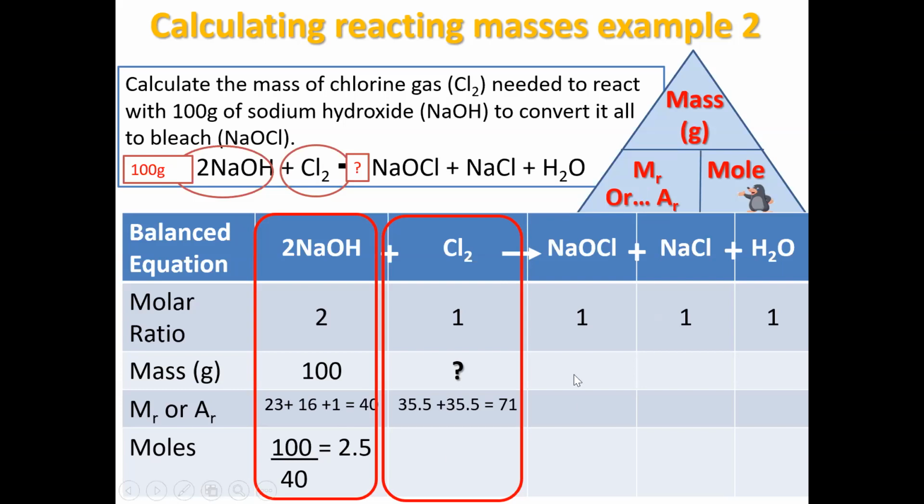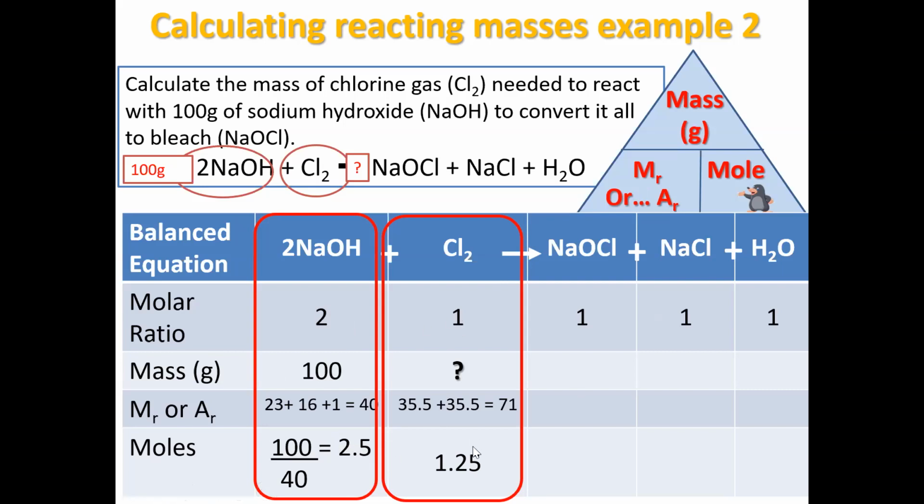Now, as you can see, you've got a 2-to-1 molar ratio here. So if you've got 2.5 moles, then you're going to have half the number of moles here. So that's why that's 1.25, because 1.25 to 2.5 is a ratio of 1 to 2. 2.5 divided by 2 is 1.25. So you can see that the molar ratios are equivalent.